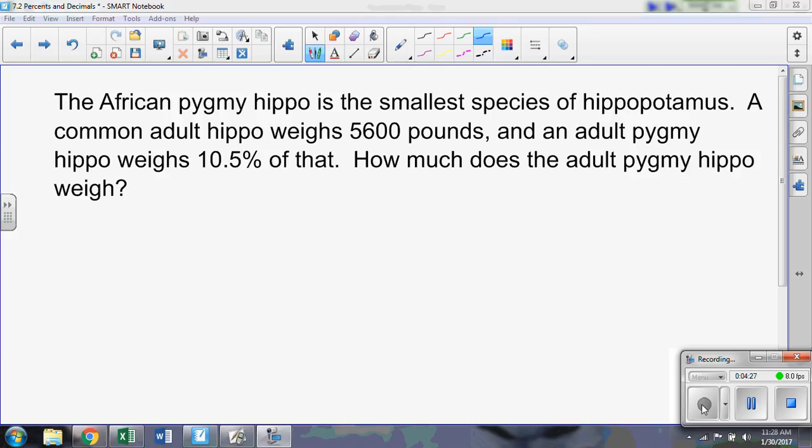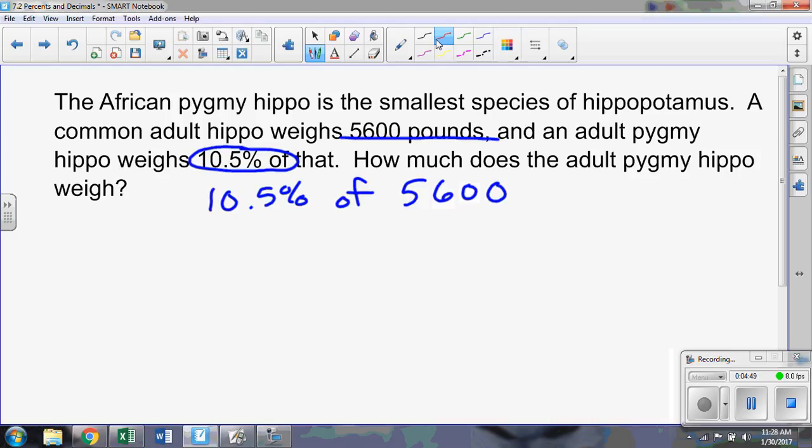This is a technique where we would have to recognize that we are looking for 10.5% of that weight of 5,600 pounds. And previously, we've already seen how we could solve these pieces. When we were working on our proportion method, we simply took 10.5 over 100 and said how much would it weigh out of the 5,600 pounds. We've done these types of problems with a proportion method.